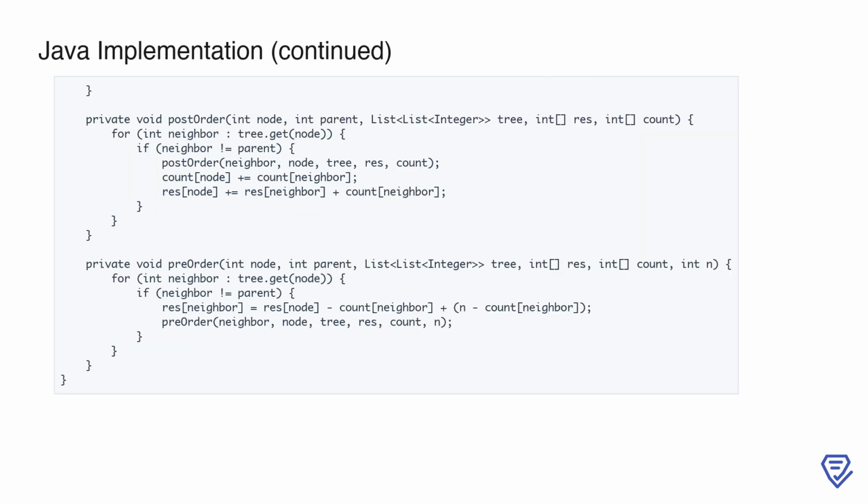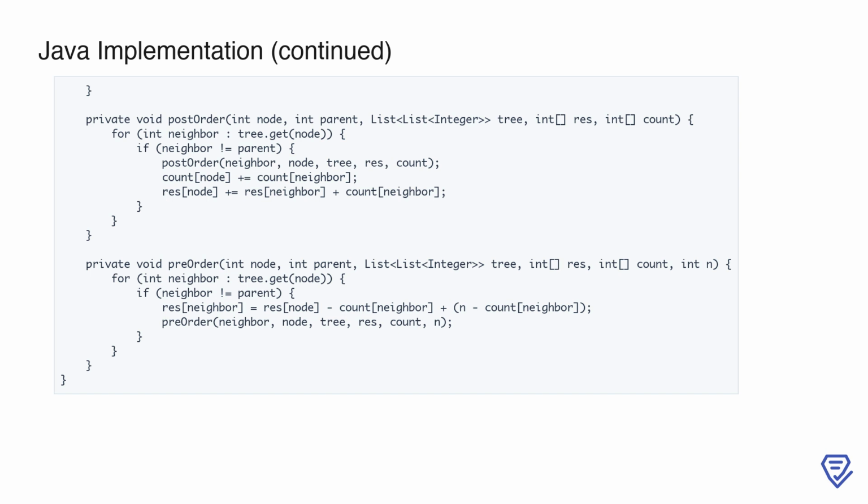The post-order method is where we compute the size of the subtree for each node and the initial distances starting from the root. For each neighbor of the current node, if it is not the parent, we recursively call post-order on that neighbor. After returning from the recursive call, we update the subtree size of the current node by adding the subtree size of the neighbor, and we update the initial distance sum by adding the distance sum of the neighbor plus its subtree size. This ensures that each node's subtree size and distance are calculated correctly.